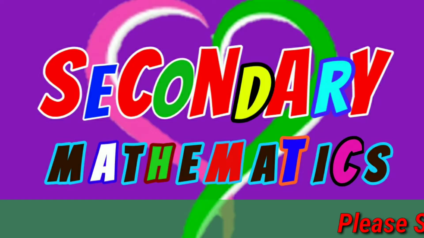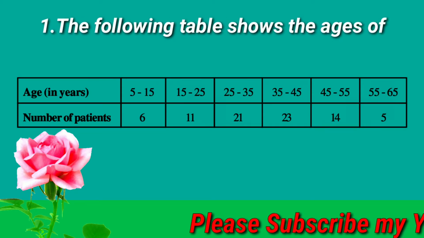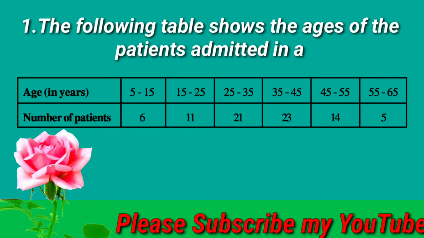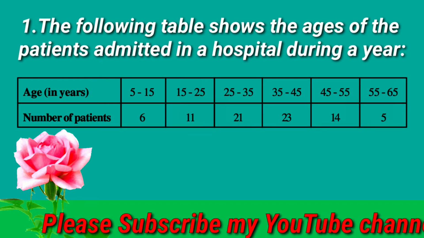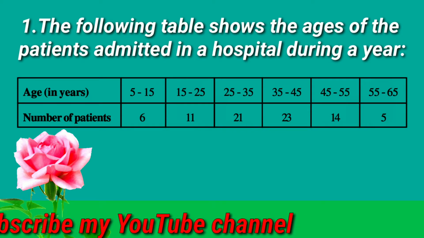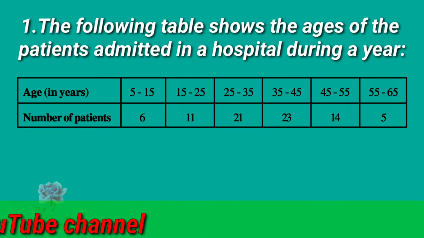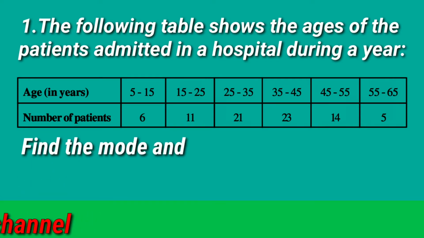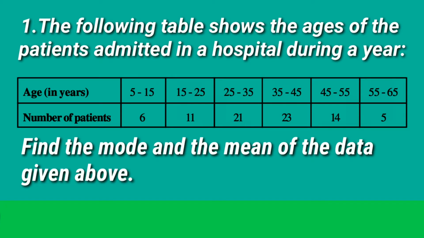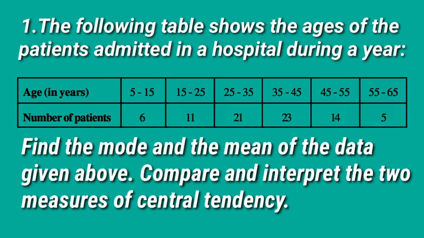So, here we have the problem. The following table shows the ages of the patients admitted in a hospital during a year. Ages 5 to 15, number of patients 6; 15 to 25, 11; 25 to 35, 21; 35 to 45, 23; 45 to 55, 14; 55 to 65, 5. Find the mode and the mean of the data given above. Compare and interpret the two measures of central tendency. So let us solve it.